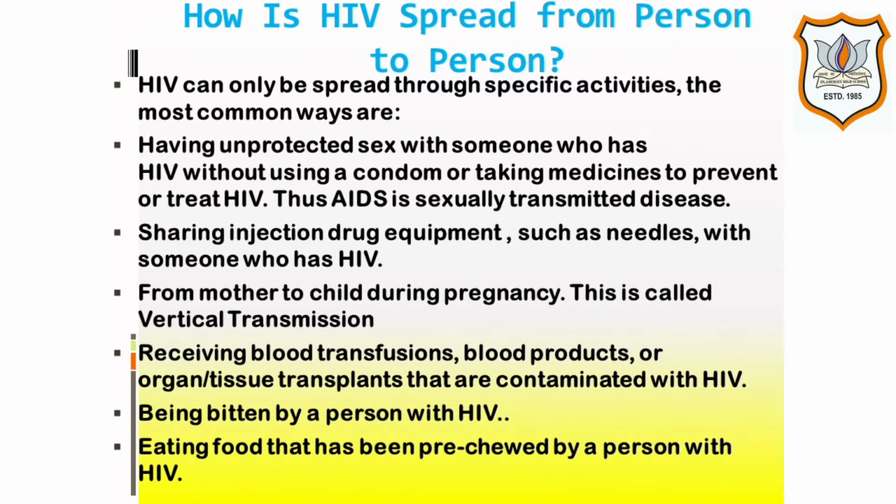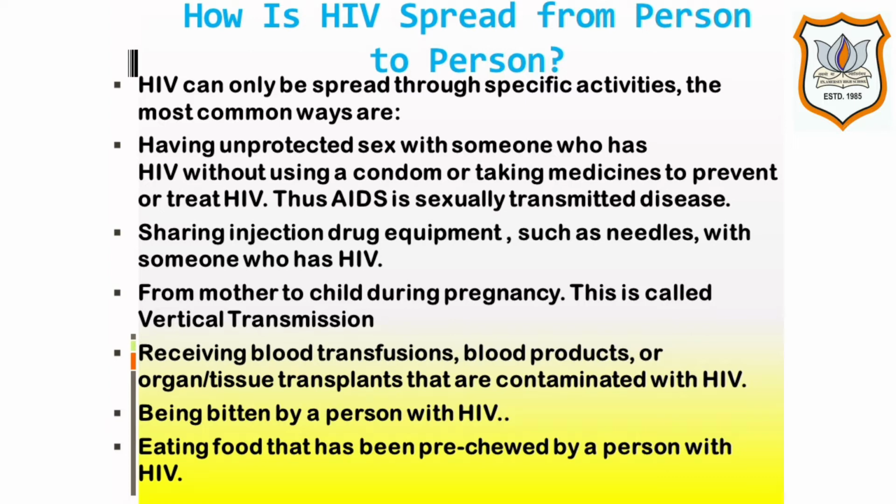I will tell you how HIV is spread from person to person. HIV can only be spread through specific activities. The most common way is having unprotected sex with someone who has HIV, without using a condom. Thus, AIDS is a sexually transmitted disease.